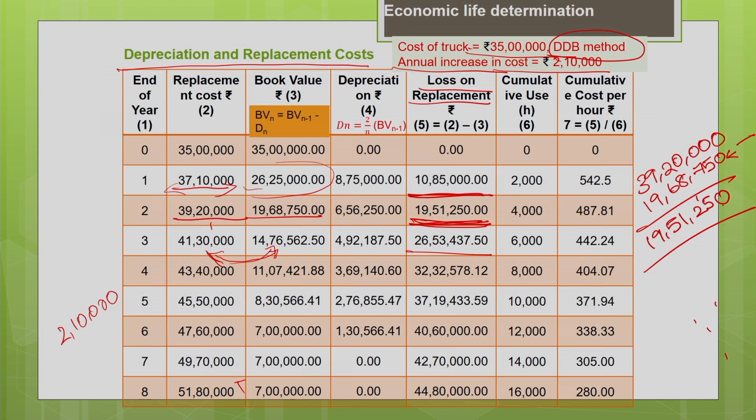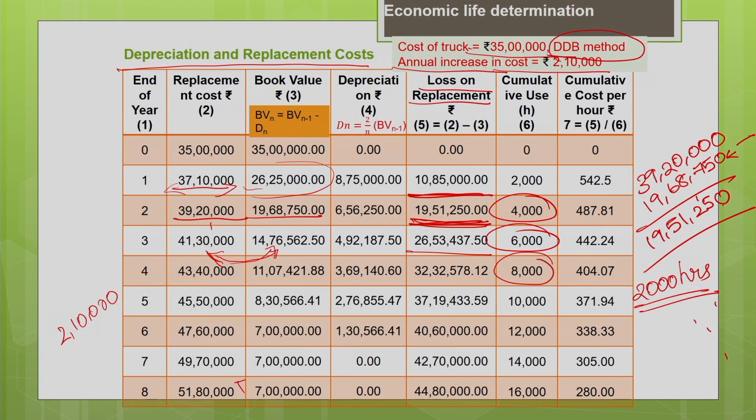Now you find the cumulative use of the machine. Every year you know that the machine is being used for 2000 hours. The annual usage of the machine every year is 2000 hours. So you find the cumulative use of the machine: for the second year, 2000 plus 2000 is 4000. For the third year, 4000 plus 2000 is 6000. For the fourth year, the cumulative use will be 6000 plus 2000 hours, which is 8000 hours. Like that you find the cumulative use of the machine.